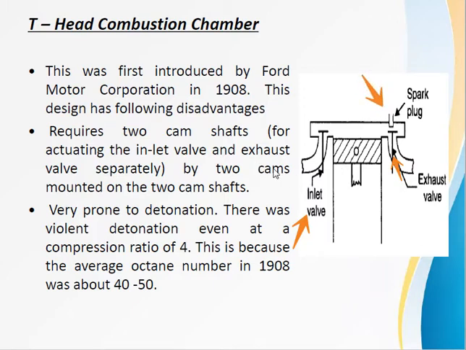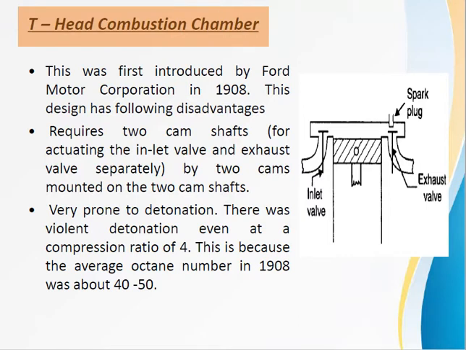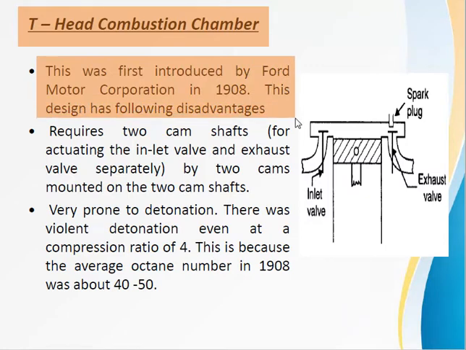So the air fuel mixture will go through this inlet valve, it will come through to this exhaust valve, and this is the spark plug. And you can see the construction of this, this is the piston cylinder arrangement, and the construction looks like a T shape, and that is the reason why it is called a T shape combustion chamber. Now this type of combustion chamber was introduced by the Ford Motor Company in 1908.